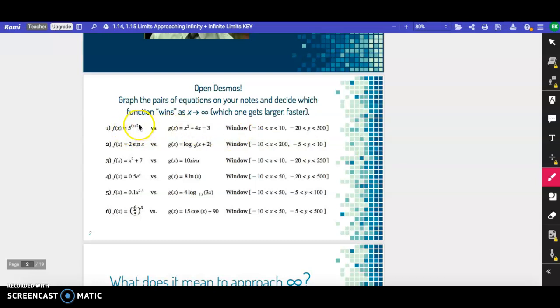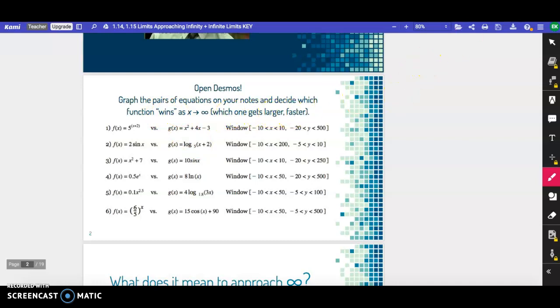So the first activity that we usually do when talking about this is we compare different types of functions. So we're going to be looking at exponential functions, polynomial functions, trig functions, specifically sine and cosine, and then logarithmic functions, and see which function families usually end up always winning as x approaches infinity. And by winning, we mean which ones get larger faster.